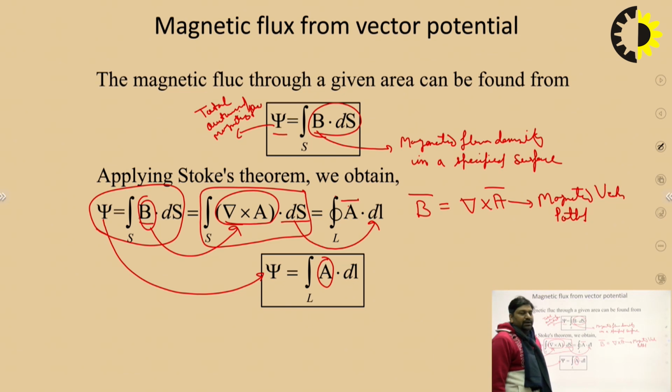So the total outward flux is equal to B dot ds in terms of magnetic flux density, and in terms of the magnetic vector potential, if the magnetic vector potential is given, we calculate the total magnetic outward flux, which is equal to A dot dl. This is a very important formula to calculate the total outward flux in terms of the magnetic vector potential.